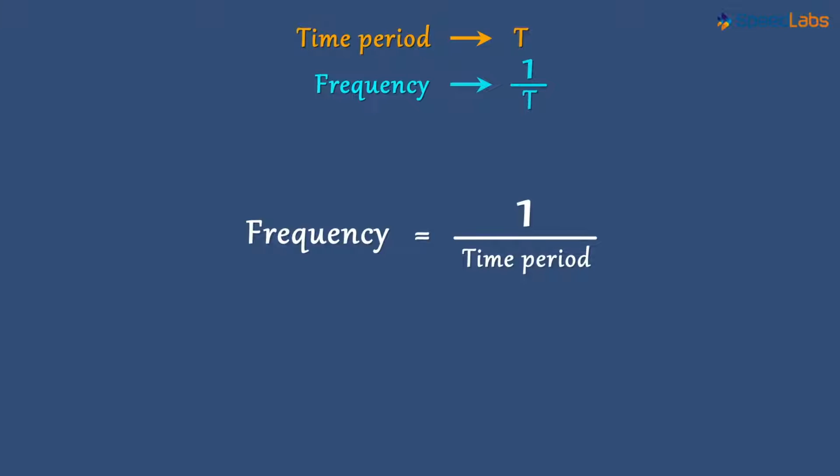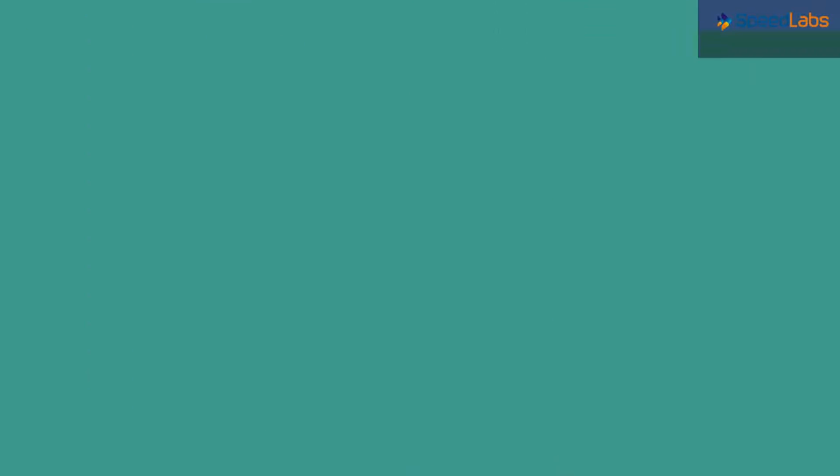Frequency is generally notated with the Greek symbol nu. We can write this as nu is equal to 1 over t. I hope that you've understood the relation now. We didn't have to memorize the formula, we derived it. Let us move on to a new concept which is connected to this one.